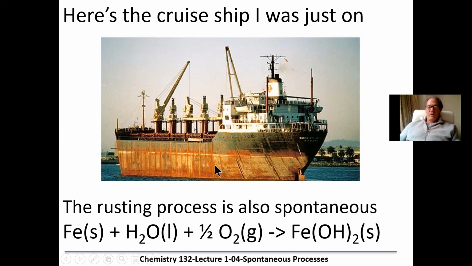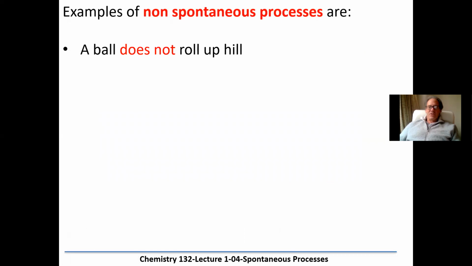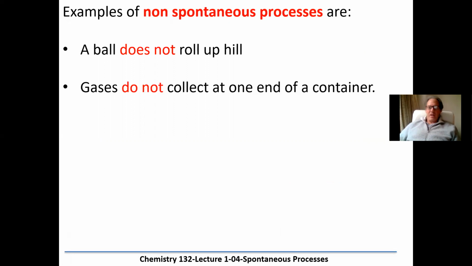Spontaneous process. Once it starts, it just keeps happening. It's pretty slow. That's why if you keep substances dry, they won't rust. We all know that from experience. So, some examples of non-spontaneous processes. A ball doesn't roll up a hill by itself. If I stop pushing a ball going up a hill, I've got to continuously add energy to it. So it's obviously not spontaneous.